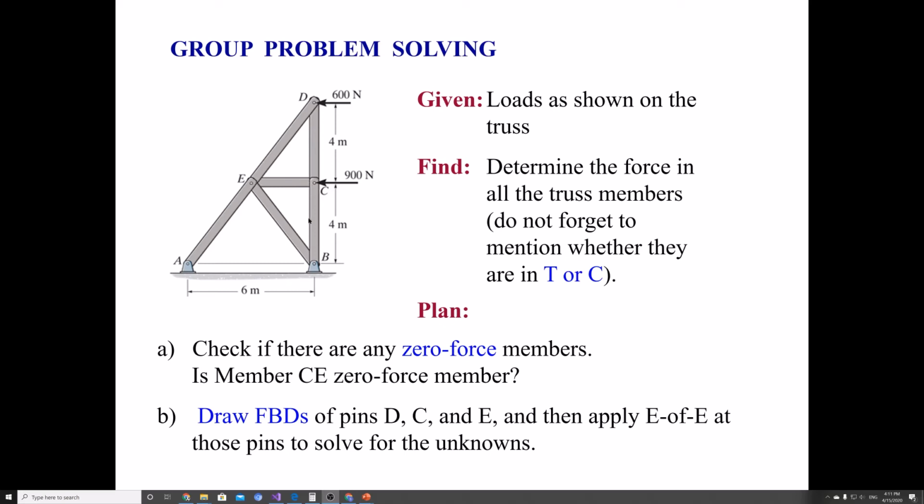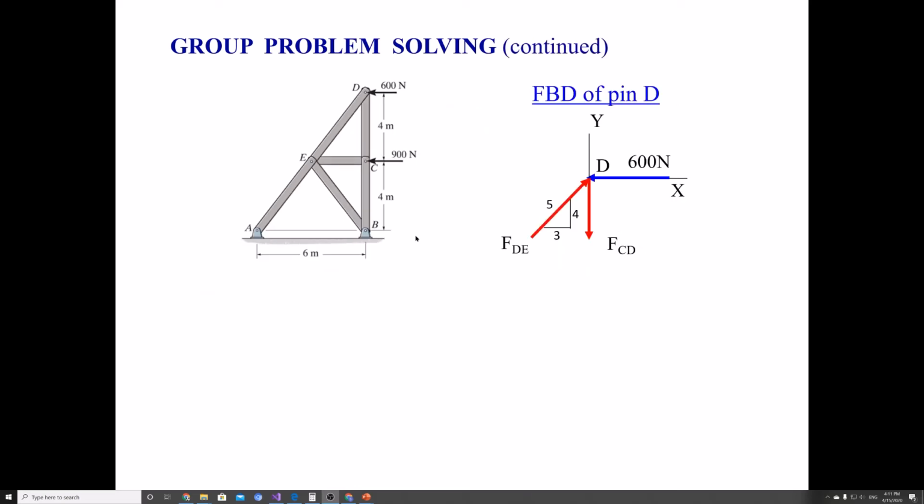So that's enough to solve for all the unknowns. All right, the first thing we'll do is come up with a free body diagram at pin D. You could have chosen a different one, C or E if you wanted to, but this one works out pretty well. We have that external force, and what you'll note from this is that there's only two unknowns, right?